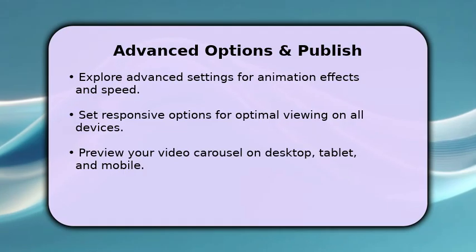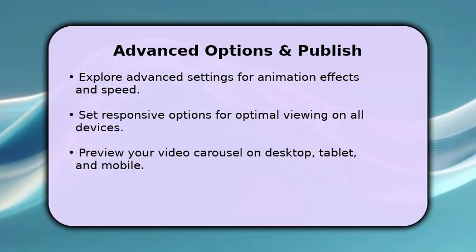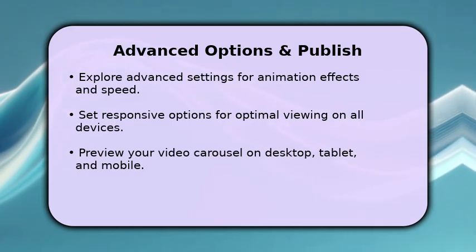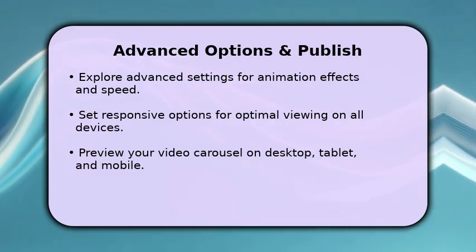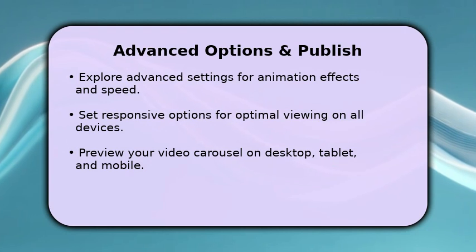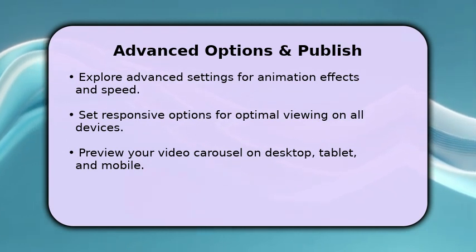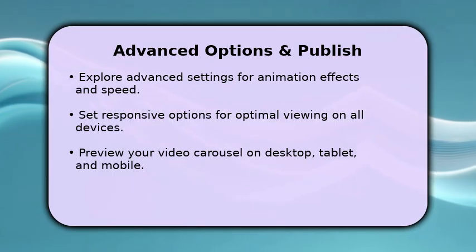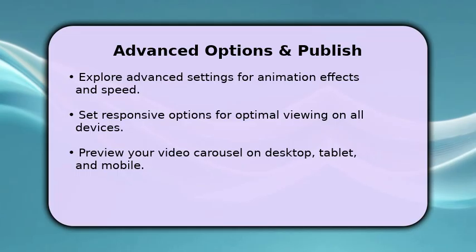Finally, let's look at advanced options and publishing. In the Advanced tab, you can set animation effects and control the carousel's speed, perhaps a transition duration of 500 milliseconds. Crucially, check responsive settings to ensure your carousel looks perfect on all devices, from large desktops to small mobile screens. Always preview your work thoroughly.